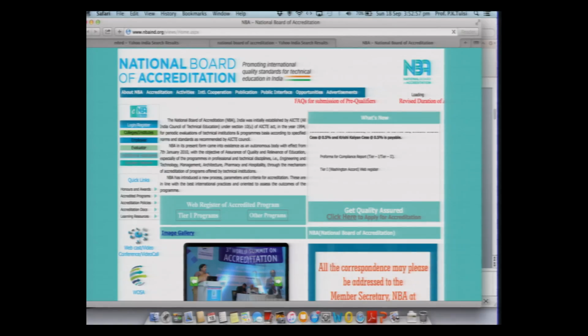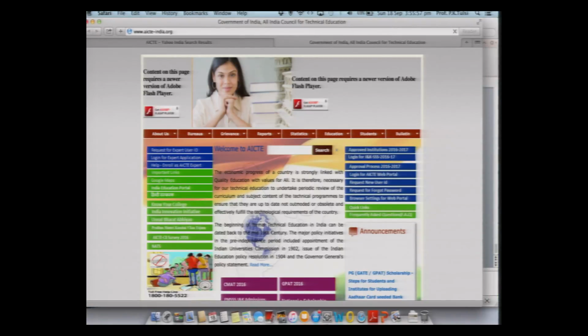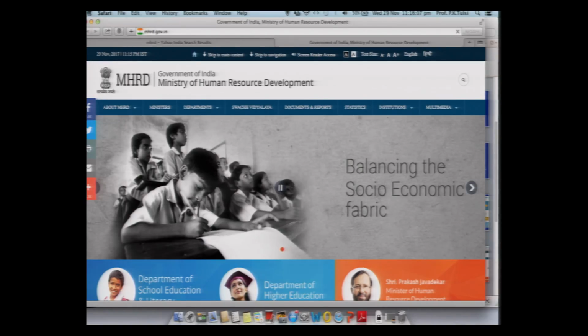If you are interested in getting information with respect to national policies, maybe accreditation, you have the National Board of Accreditation website which is available. You have the All India Council for Technical Education website, which provides you access to technical education, and above all a site which is available, that is MHRD, Government of India, where you can refer to the resources available. You can also have access to the reports which are published by MHRD.